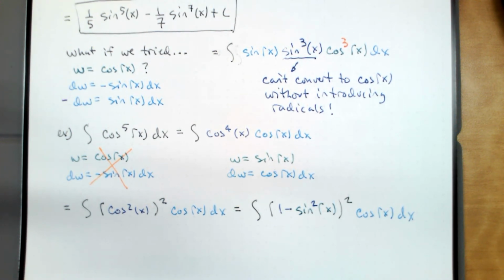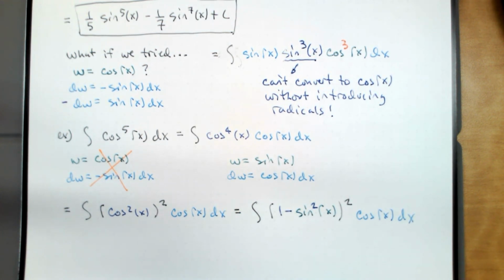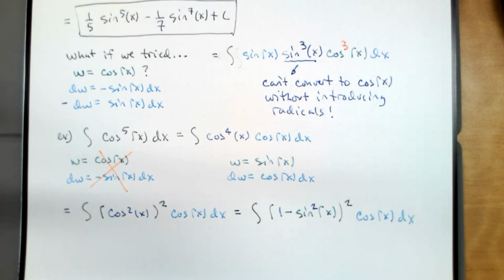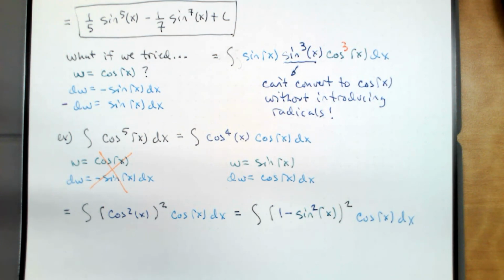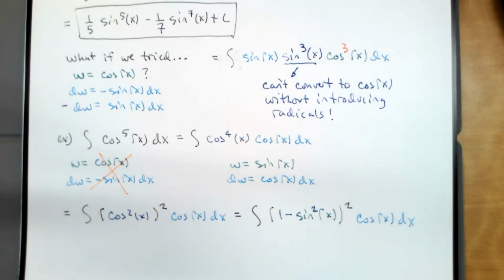And this is the sneakiest substitution that we've done. Because we have to make a substitution where W equals something that doesn't appear to be there at the beginning. The obvious substitution, W equals cosine x, well, that was a trap.